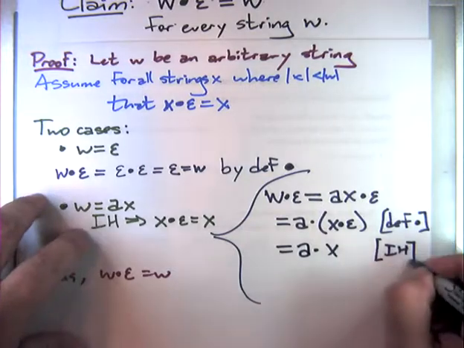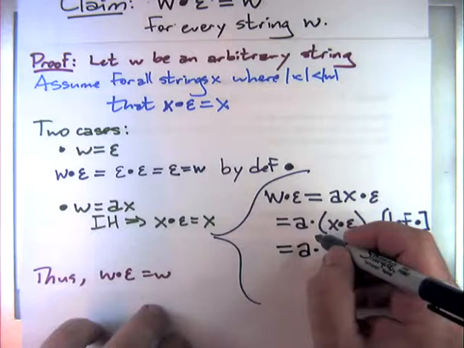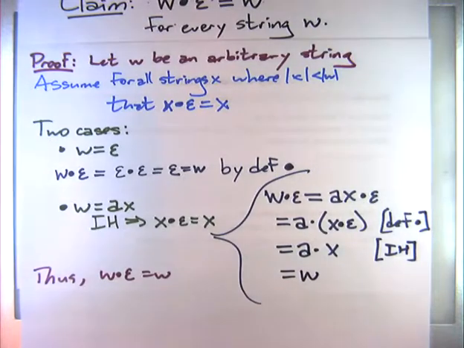By the induction hypothesis. And what do I know about A dot X? Yeah, it's equal to W by assumption. And so now the proof is done. Okay. Now this is a fairly standard series of events when you're developing this proof.